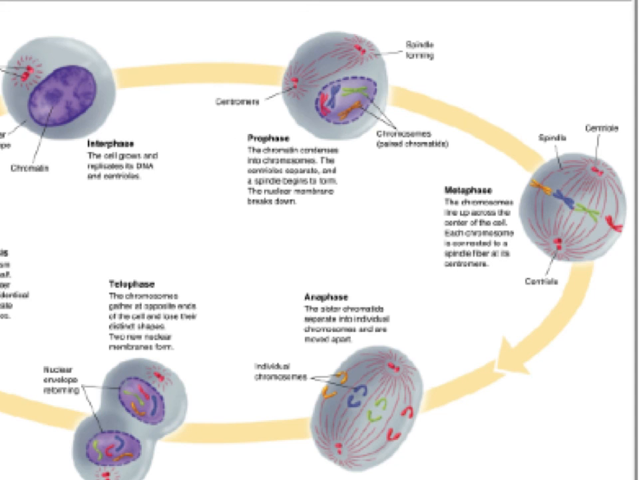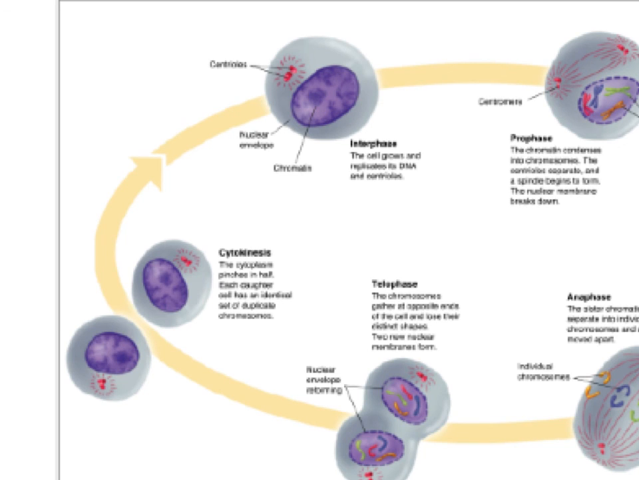And then finally, cytokinesis is the division of the cell into two identical daughter cells. All right.